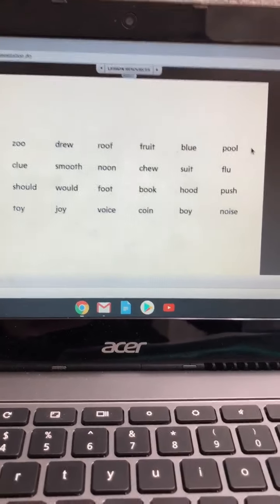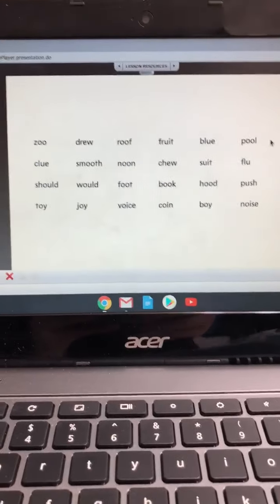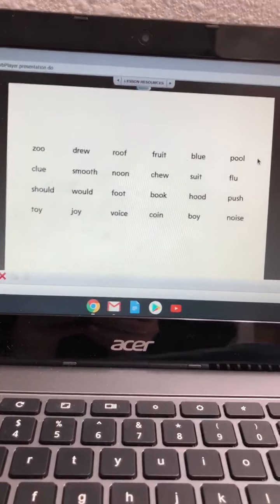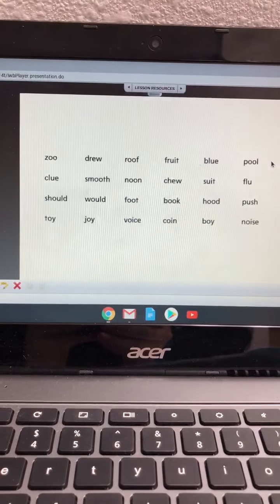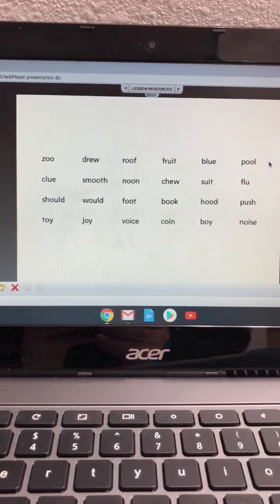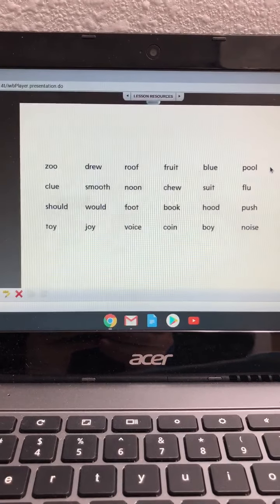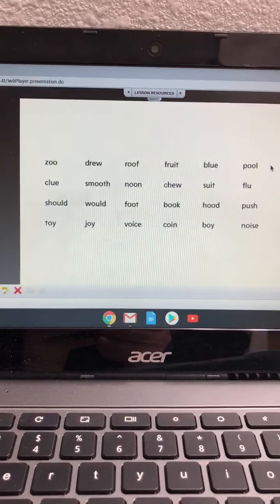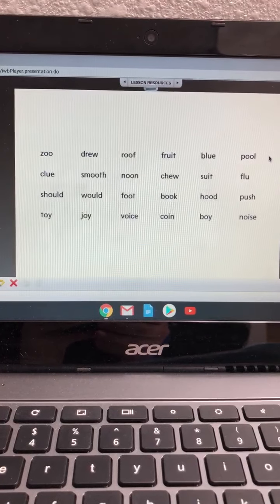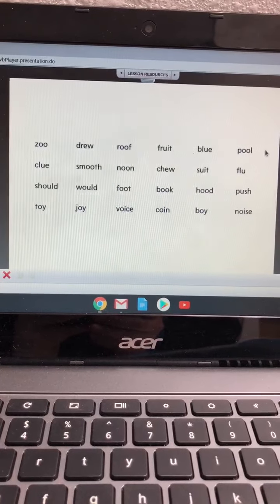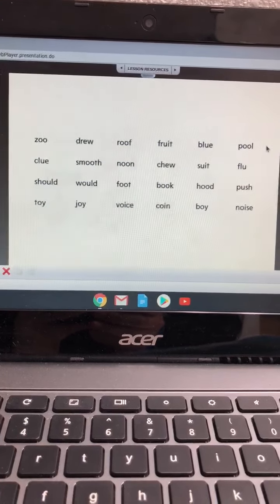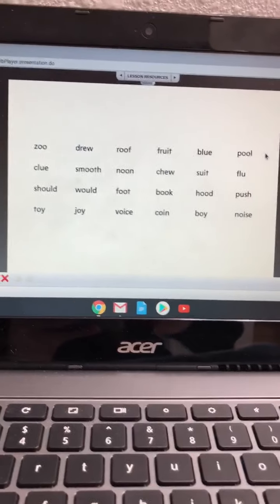Well, in zoo, you see the O-O. In drew, you see E-W. In fruit, for the oo sound, you see U-I. Blue is U-E. Okay, so we have a lot of different spelling patterns that make that oo sound. So this one's kind of a tricky week for spelling. So I really want you to be practicing the spelling words this week. We're going to read through them next.